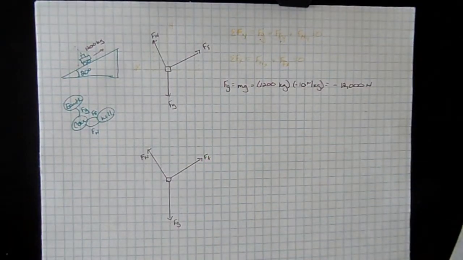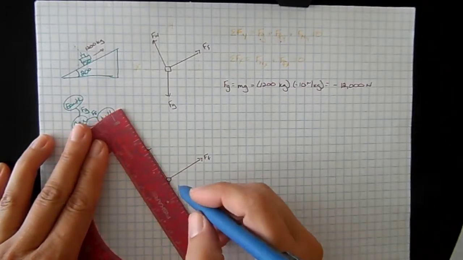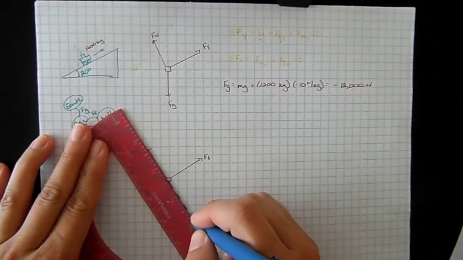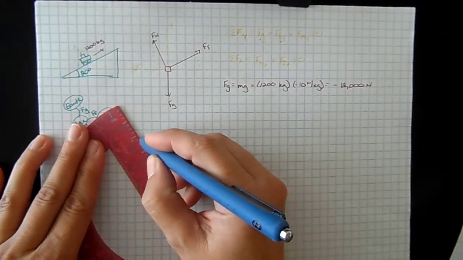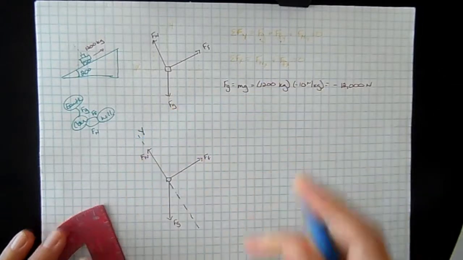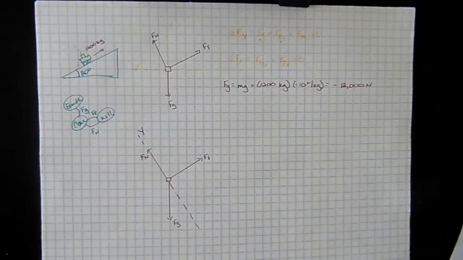Okay, so what we're going to do is take our coordinate plane and line it up so that the y-axis lines up with the normal force. So this right here is going to be our y-axis. So then where would we put our x-axis?